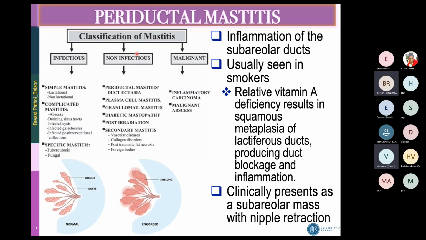So here there is classification of mastitis. There's infectious, non-infectious, and the malignant one. In the malignant one, we have what is called malignant inflammatory carcinoma, which is very, very, very dangerous. It is really very dangerous.